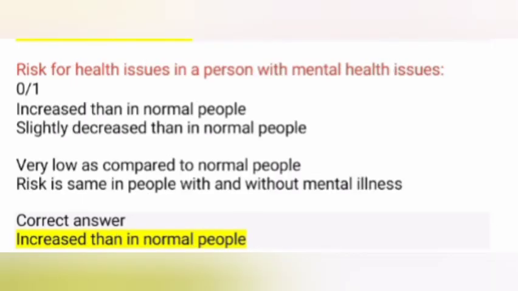Next question. Risk for health issues in a person with mental health issues. Option A, increased compared to normal people. Option B, slightly decreased compared to normal people. Option C, very low as compared to normal people. Option D, risk is the same in people with and without mental illness. The correct answer is option A, increased compared to normal people.